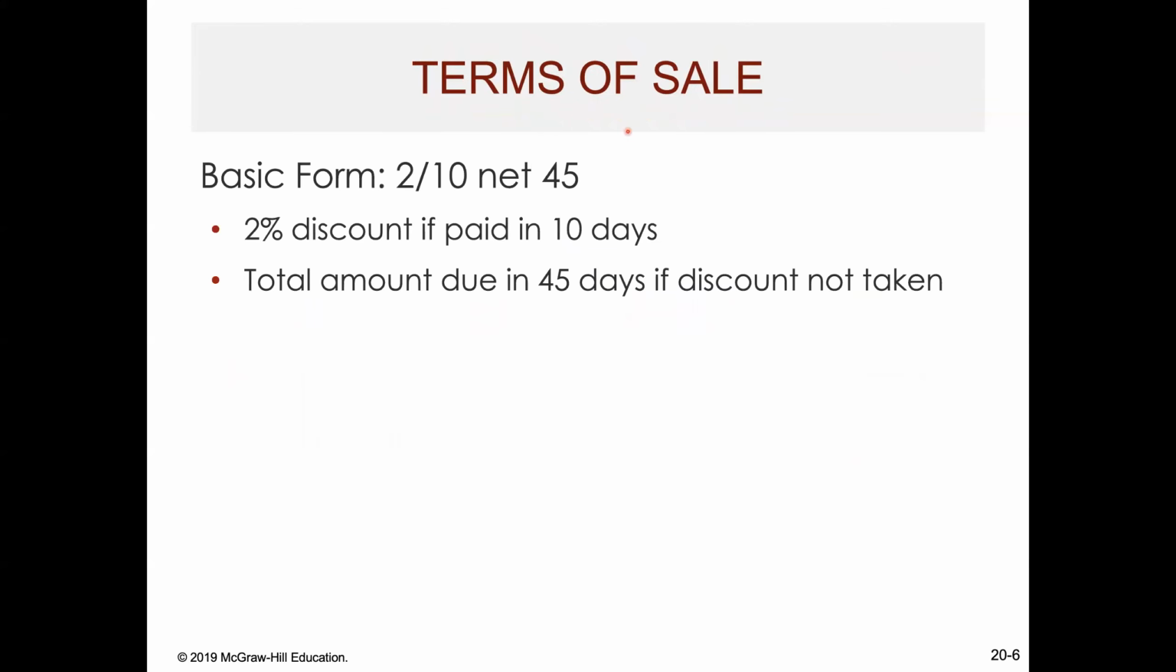So a little bit more on terms of sale. Here's a basic form, very common. You might see 2/10 net 45. So the 2 is the discount. It's a 2% discount if paid within 10 days. So I've seen 2/10, I've seen 1/10, I've seen 2/15, and this could be net 30. The total amount is due in 45 days if the discount isn't taken.